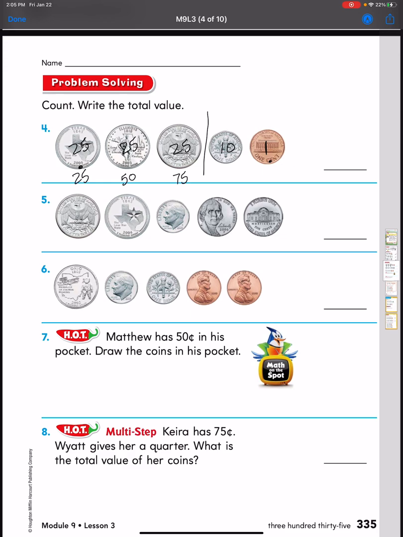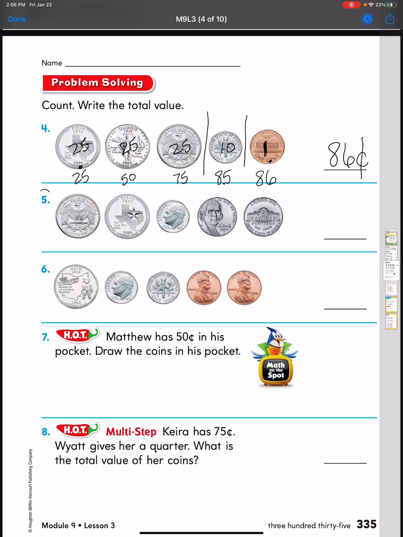Now I have a dime, so I'm going to count by tens. I'm going to add 10 to the 75. So I would go 75, 85. So 75 plus 10 more would be 85. And I'm going to stop counting by tens because now I have a penny, and that's worth 1. So I would say 85, 86. My total value of those coins is 86 cents.